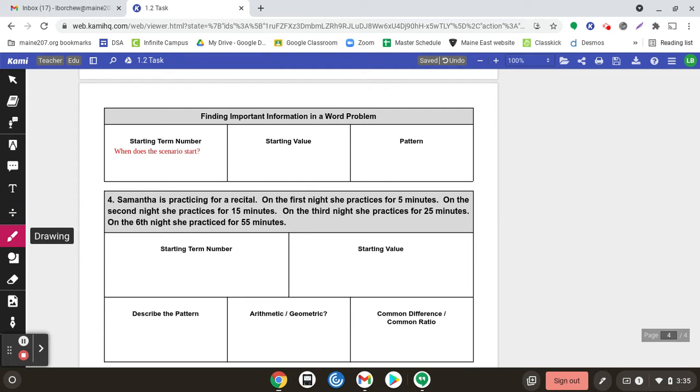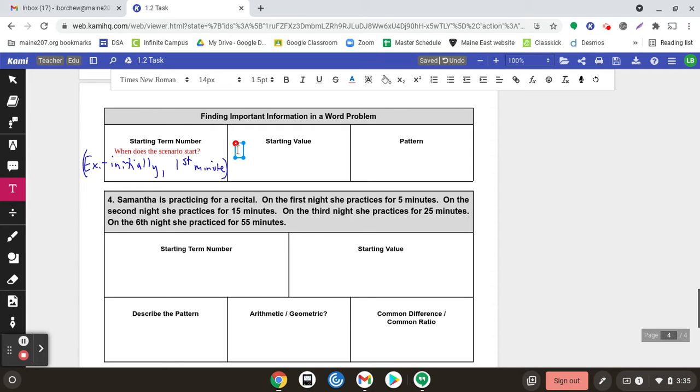But I'll give examples. Maybe it's labeled initially. Maybe it's labeled first minute. Those are just some examples. So we'll definitely come back to this. Starting value. That answers the question, what is the starting amount? So we will go back to this when we get to the word problem below.